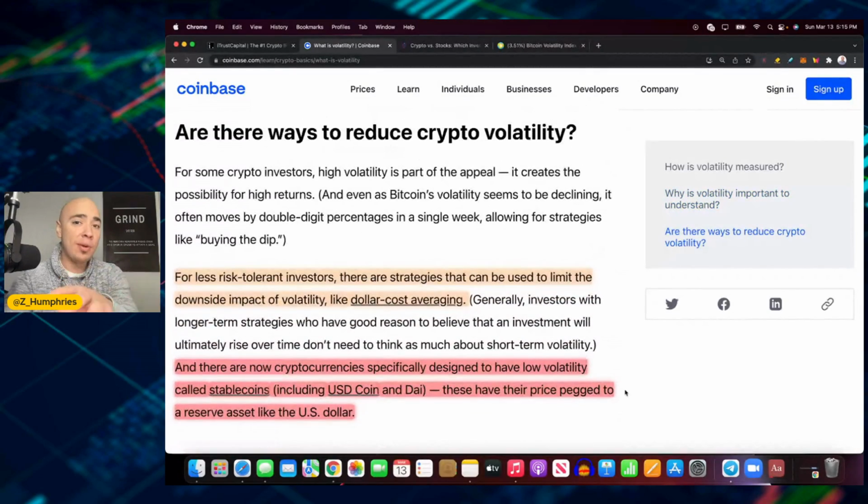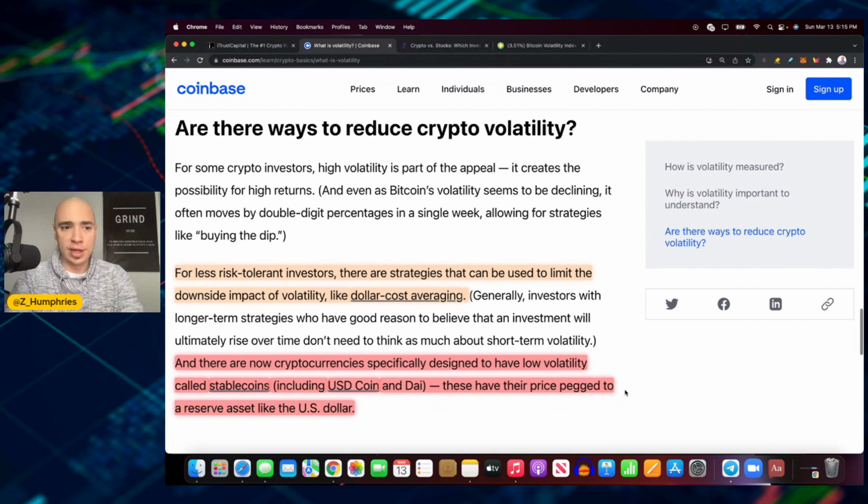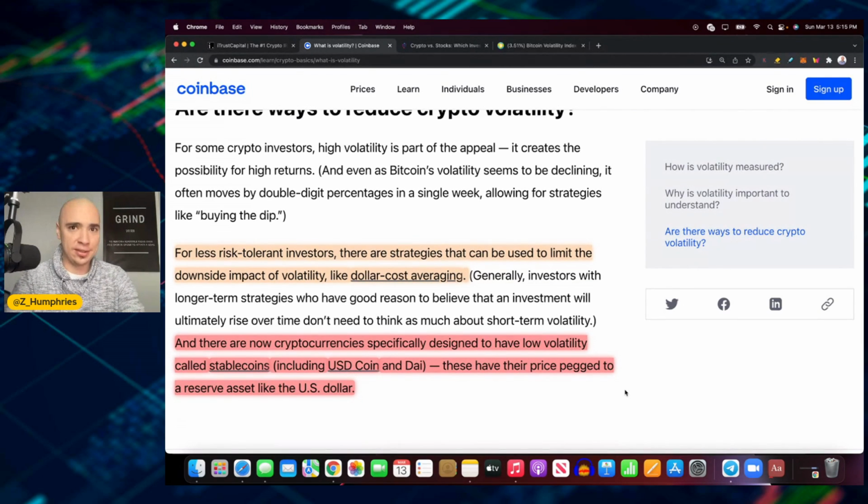Now, are there ways that you can actually reduce volatility? If you're new to the space, you're coming into crypto, you want to do it, but you just want to kind of dip your toes in. You don't want to go all the way in, or maybe you've got wrecked too many times and you want to dial it back and reduce your risk a little bit. Well, sure. The number one way to do so: dollar cost average.